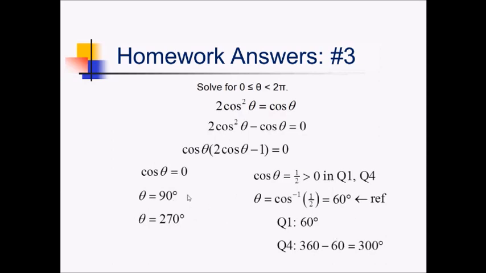90, that's going to be pi over 2. And I'm going to do exact answers with pi because I can. I don't need to round off unless I'm not going to get an exact answer here. 270, that's 3 pi over 2. 60, that's going to be pi over 3 if I do 60 over 180 with a pi on top. And then 300, that's going to be 5 pi over 3.